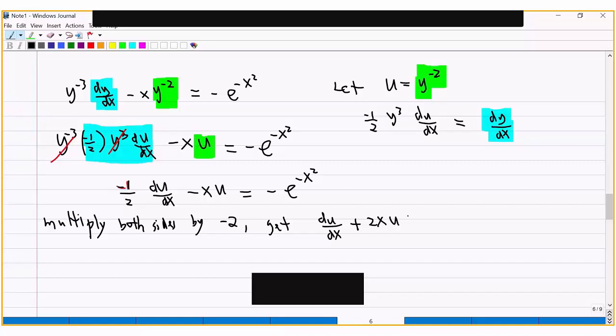Then minus 2 times minus 1, you get 2e power minus x squared. So you get this equation. This is the equation in u and x only, right? In u and x now. No more y. So we are trying to solve this equation in u and x now. And this is the type of equation you can compare to see how to solve it.